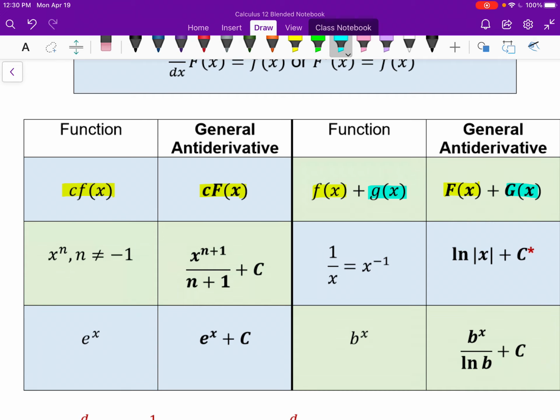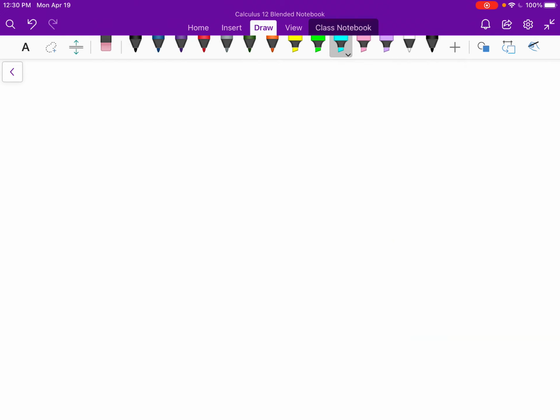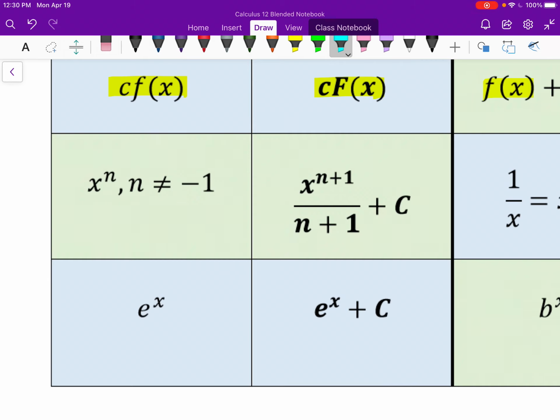So a bit more specifically, let's look at some of our differentiation rules in reverse. If I look at this one, this is the power rule in reverse. If I have any power function, x to the power of n, as long as n does not equal -1, what you see off to the right is the power rule in reverse. So the antiderivative of x to the power of n is x to the power of n plus 1. We add 1 to the power, and then we divide also by n plus 1.